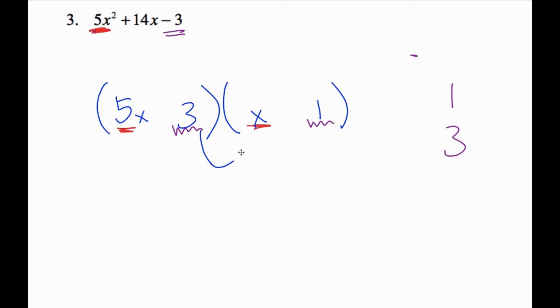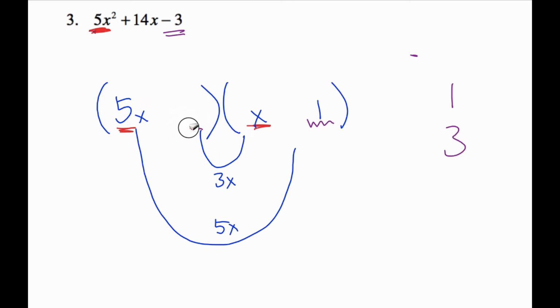So I'm just going to randomly put in 3 and 1. And I'm going to make my face with my nose and my smile. I'm going to multiply the 3x together. And I'm going to multiply 5x and 1 is 5x. And I ask myself, can I add or subtract these numbers to get 14x? Nope. So this combination is incorrect. So I erase it and I switch them around.